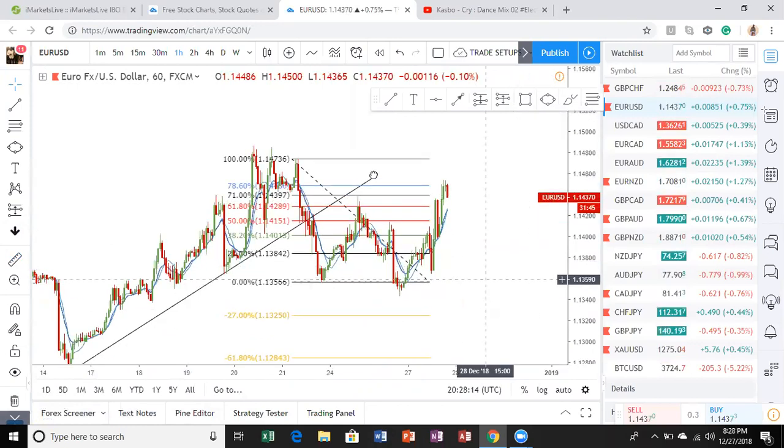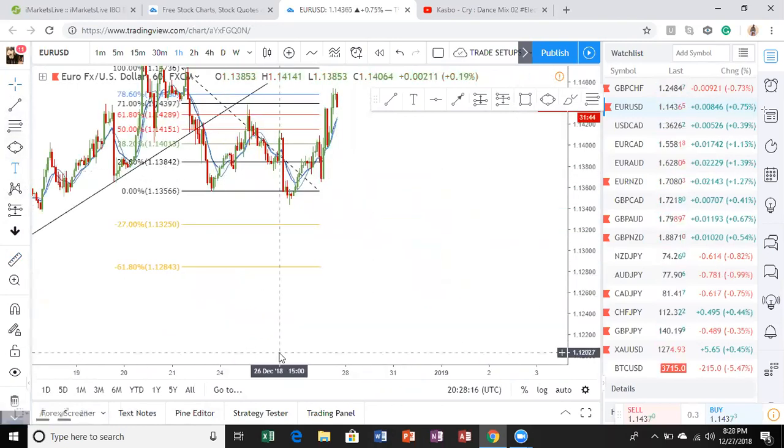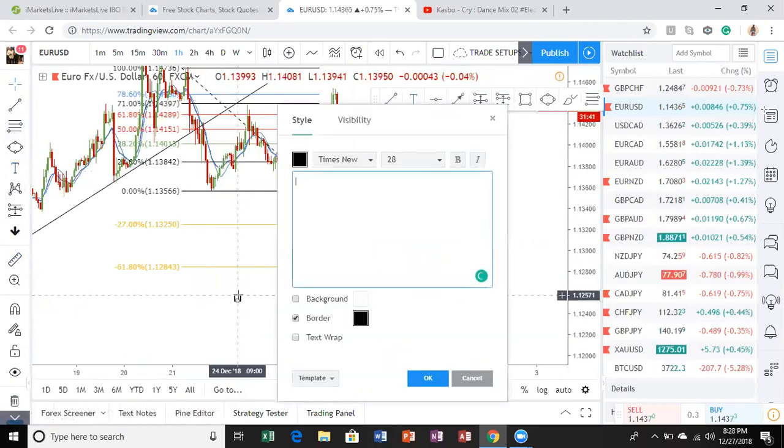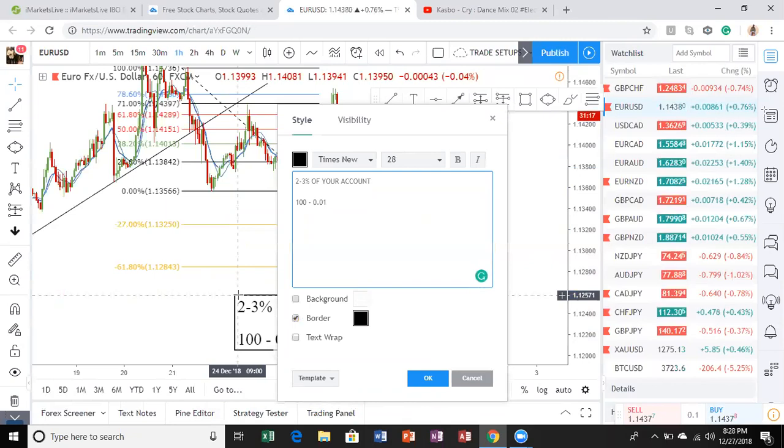This is why this comes in. Let me write this down, because it is the most important thing when it comes to being successful in trading. It's about risking 2 to 3% of your account. So that means if you have a £100 account, you use a 0.01 lot size. A lot size just means how much you are willing to risk.